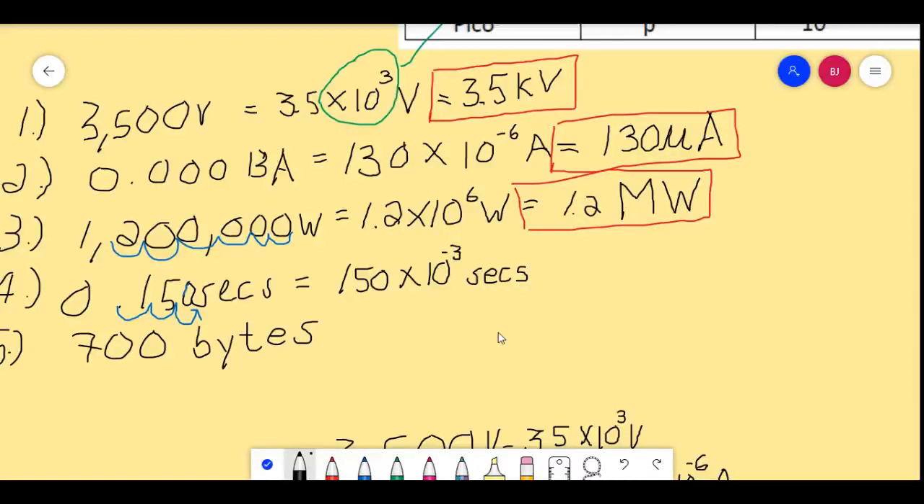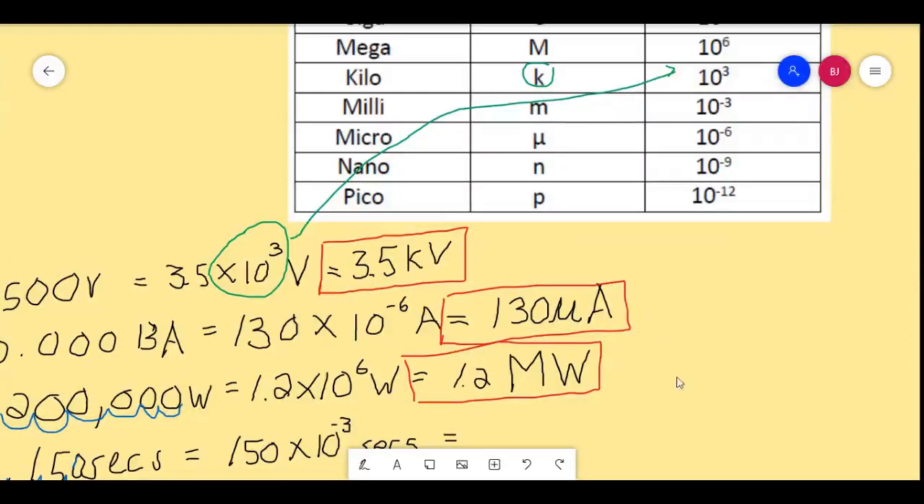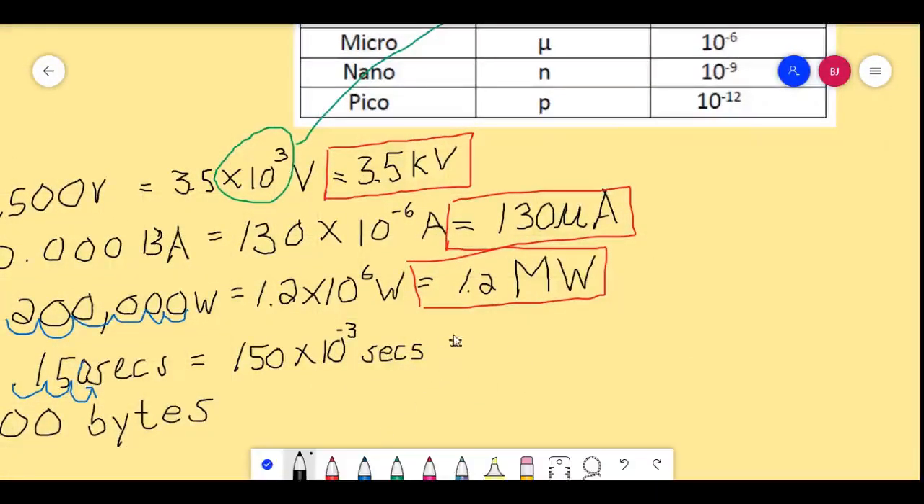Now, we're going to convert this into our engineering notation. Looking at our table, times 10 to the negative 3 is actually milli. So we'll replace times 10 to the negative 3 with a small letter m. So 150 ms. For seconds, sometimes they use SECS as an abbreviation, but in most cases they just use the small letter s. So this is in seconds. 150 milliseconds.